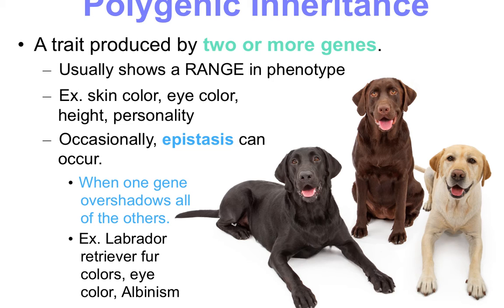It's also eye color, sometimes even height and personality. Height is a scale, and so its gene is polygenic as well. All right, occasionally epistasis can occur, and that's when one gene overshadows all others. So in Labrador Retrievers, their colors have an overshadowing. It's the same thing as albinism. It doesn't really matter what genes you have in there. If you are coding for albinism, you're going to be albino regardless of what other multiple alleles you carry.